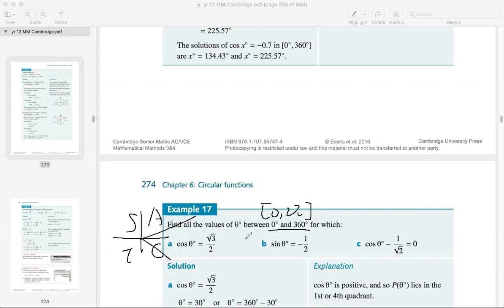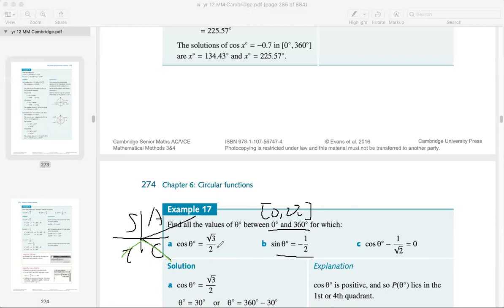And as for the next one, sine theta equals negative half. It will be in the third quadrant and fourth quadrant, right? Taking back to our first quadrant, it should be 30, and then we move it to the third quadrant, plus 180, so it's going to be 210. And for the next one, in the fourth quadrant, it can be negative 30, but since our requirement is from 0 to 360, we just write 330, okay?